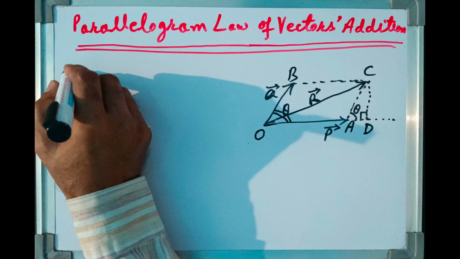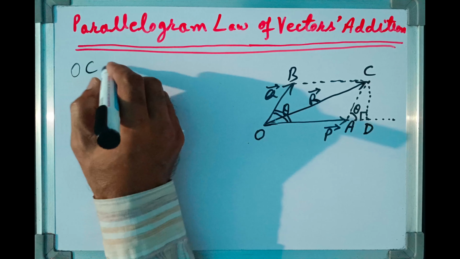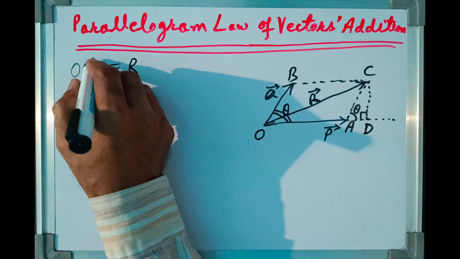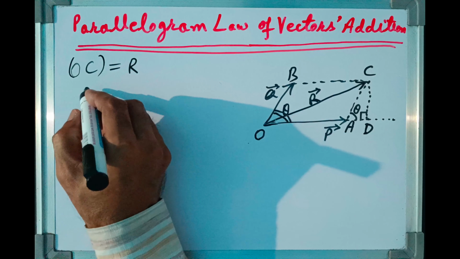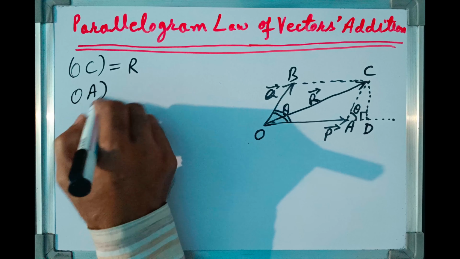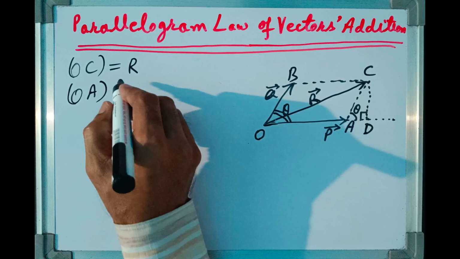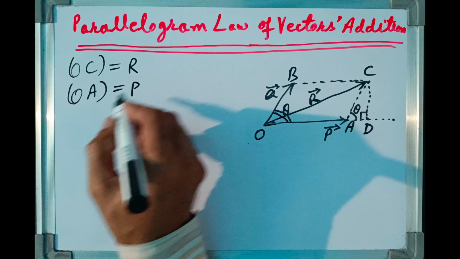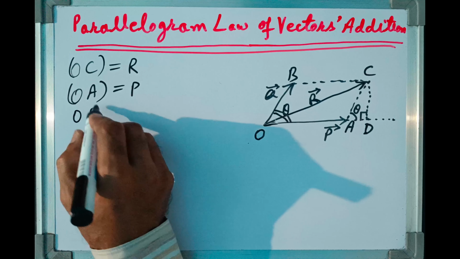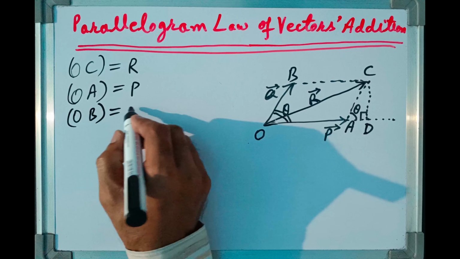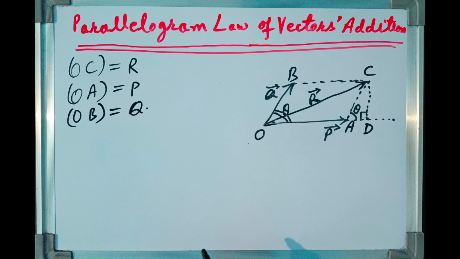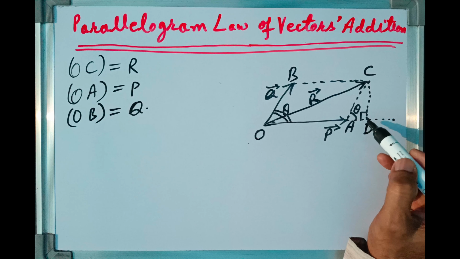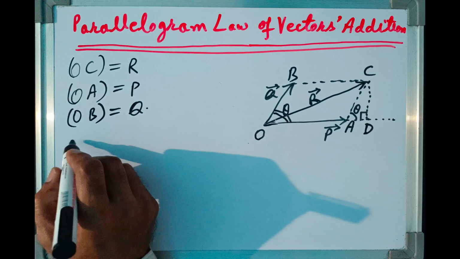Now from the figure, the length OC represents the magnitude of the resultant vector. Length OA represents the magnitude of P vector. And length OB represents the magnitude of Q vector. Now we shall make use of this triangle ACD to find other values.